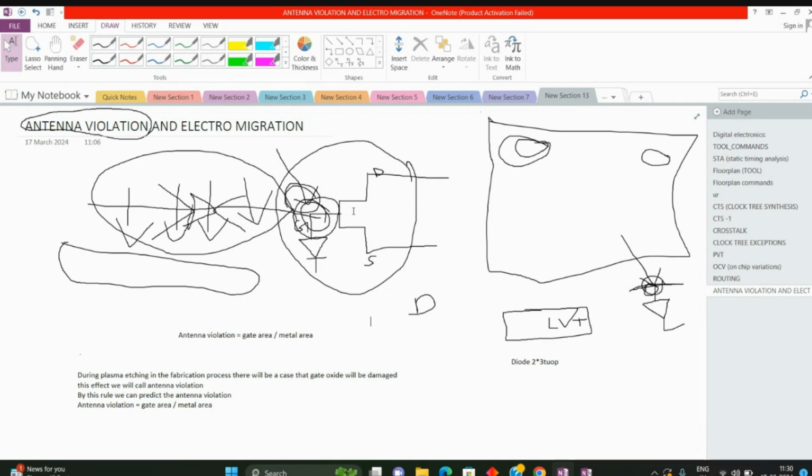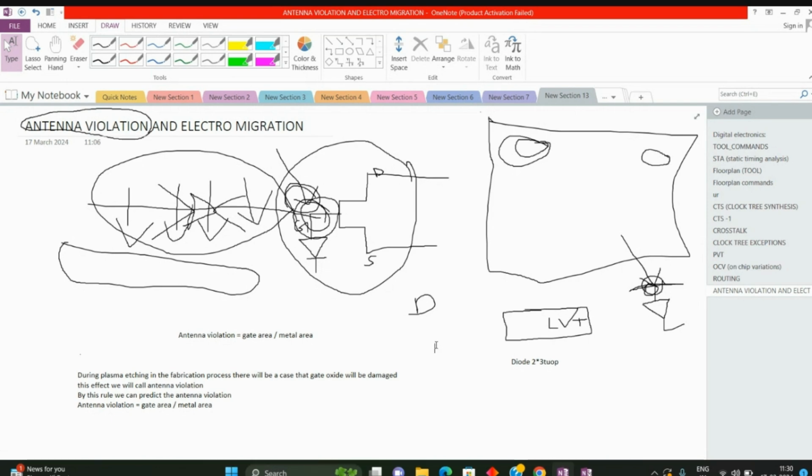Does anybody have any doubts? As I already told you, don't think these come under routing or the CTS stage. These are all manufacturing related issues. Only after the routing can you know how many antenna violations there are, and that also you cannot see in your tool. Suppose you have one tool.